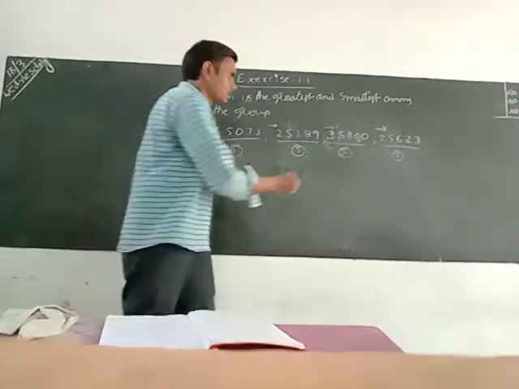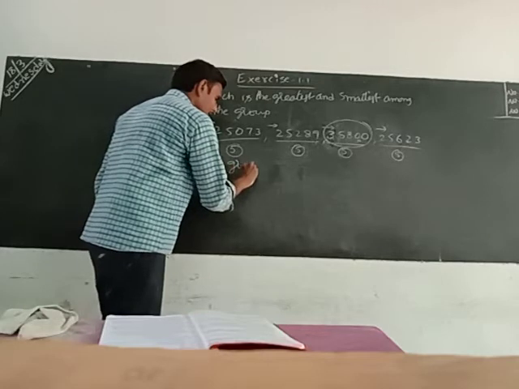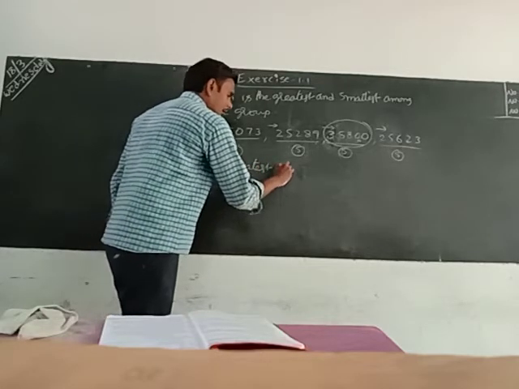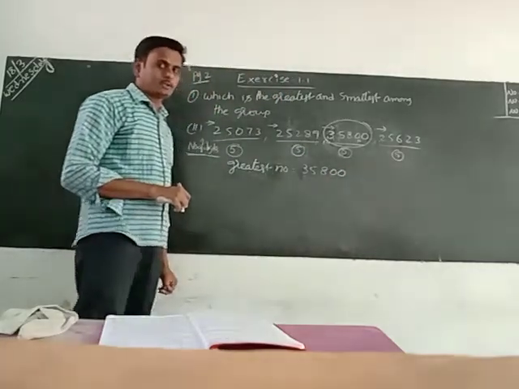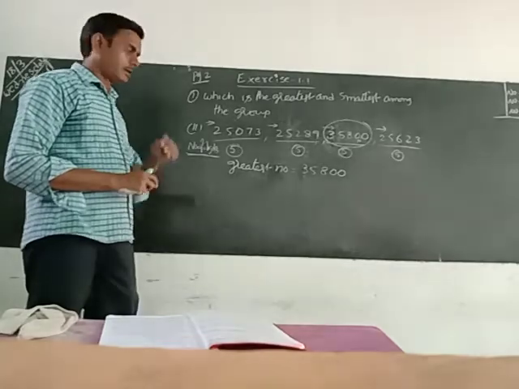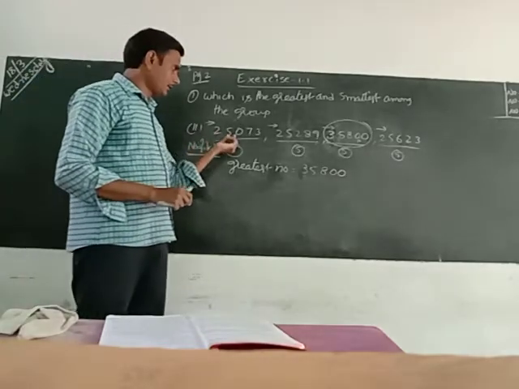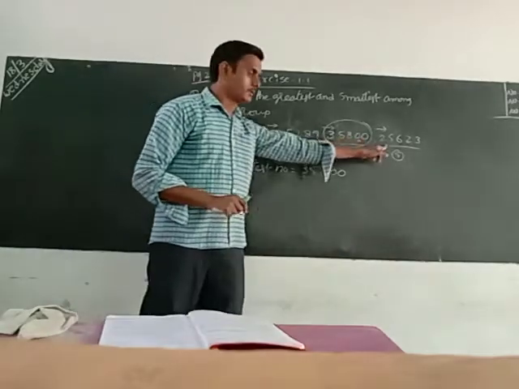3 is bigger, so we can say this is the greatest number. Greatest number equal to 35800. Now go for the smallest number identification. In these 3 numbers, the first digit is 2, 2, 2 only.